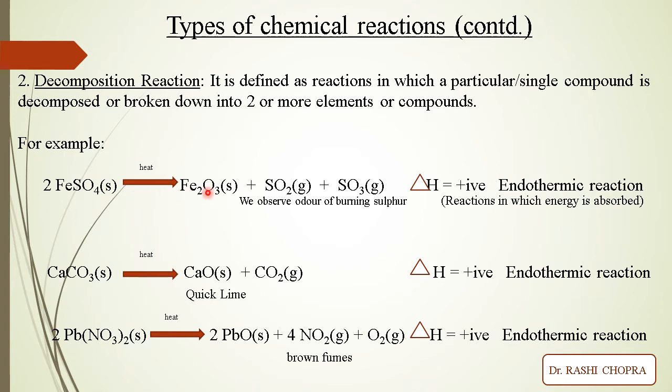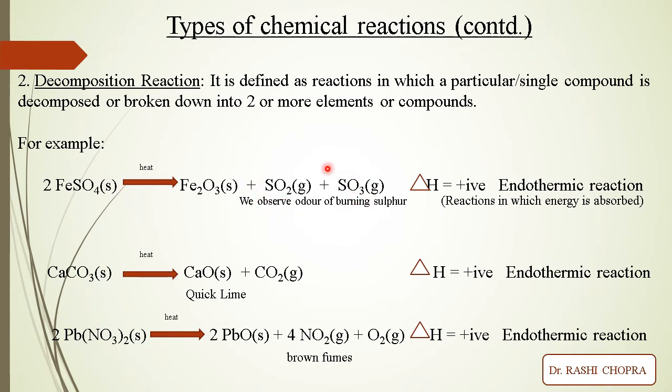After some time you will see that the green crystals of ferrous sulfate have changed to brown in color because of the formation of Fe2O3. Also, when you bring the test tube near your nose, you will smell the odor of burning sulfur, which is because of the sulfur dioxide gas and sulfur trioxide gas coming out of the test tube. So there are two observations: the crystals turn brown, and there is a smell of burning sulfur.